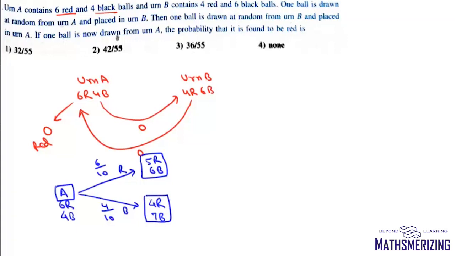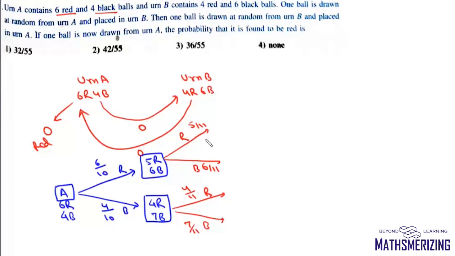Now again from B, we transfer one ball back to A. The ball transferred could again be either red or black. In the first case, it will be red with probability 5 by 11 and black with probability 6 by 11. In the second case, it is red with probability 4 by 11 and black with probability 7 by 11.